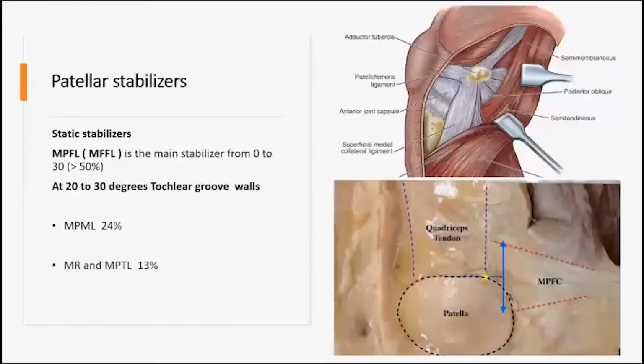The most important static stabilizer is the medial patellofemoral ligament, and it extends from between the medial epicondyle and the adductor tubercle to reach the upper half of the patella, and it has an insertion to the quadriceps tendon. It represents 50% of the static stabilization from early extension, from zero extension to 30 degrees of flexion.